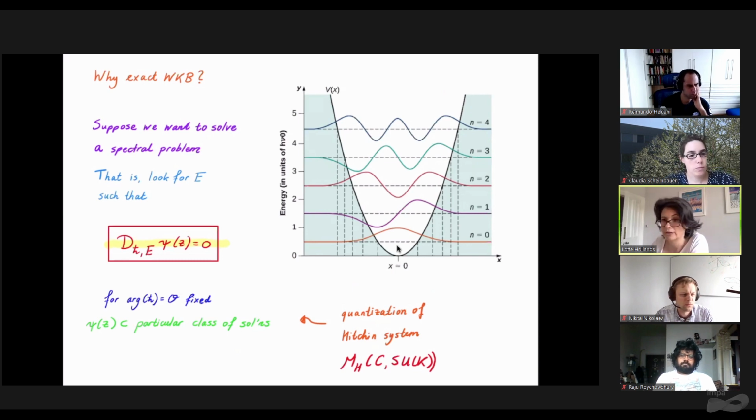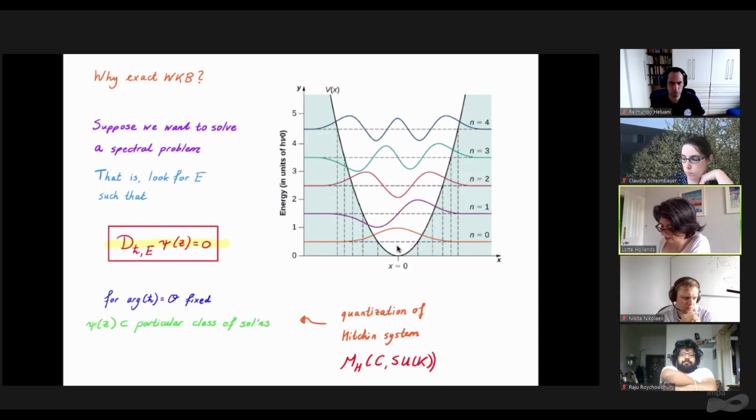An example is when D is the Schrödinger equation for the harmonic oscillator. In that case, we would restrict our functions psi of C to be L2 functions, so they asymptote to 0 at infinity. And if we solve the spectral problem, we find the discrete spectrum of this quantum harmonic oscillator.